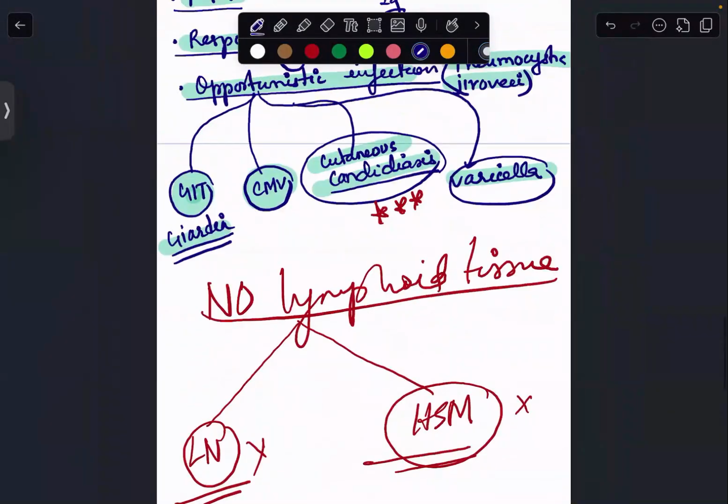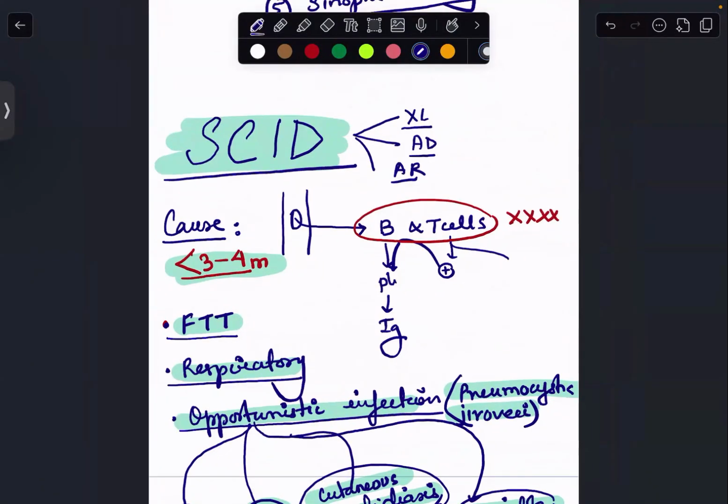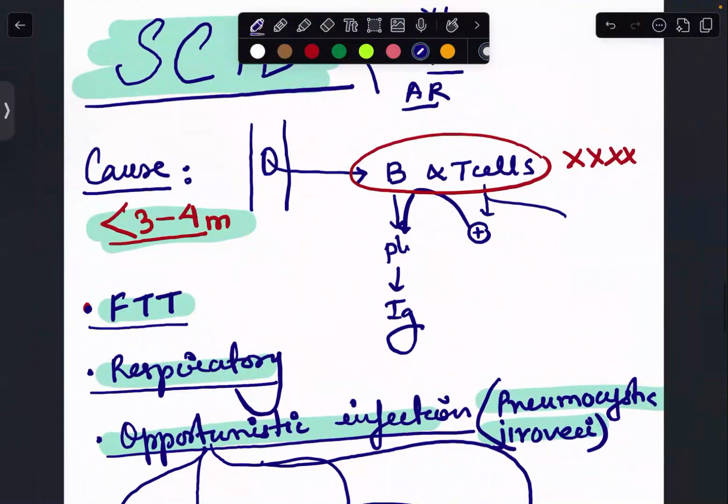Okay. So did we get an idea about SCID? Severe combined immunodeficiency usually presents very, very early in life, in the first 3 months of life, at max 4 months. In this case, they do not have any immunoglobulin even from the mother. That does not help because they have severe and combined immunodeficiency. There is no B, no T cell. So the mother's immunoglobulin here does not help much.